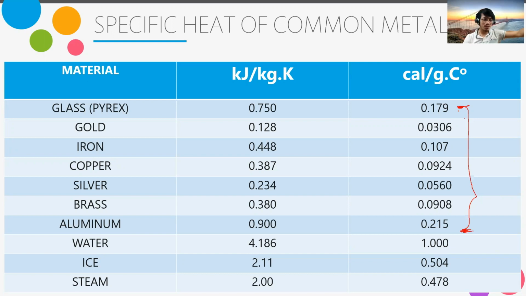Kasi ano nga yung relationship, Shan? Ano nga yung relationship? Direct or inverse? Inverse, sir. Inverse. Okay, very good. So, ibig sabihin, kapag mas maliit ang specific heat, mas mabilis mag-heat up. Okay, very good. So, napakainit ni glass. Mas mainit si glass compared kay aluminum after some time. Okay, nakuha?